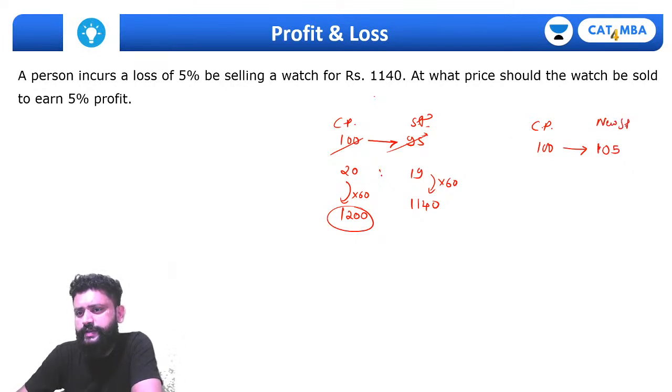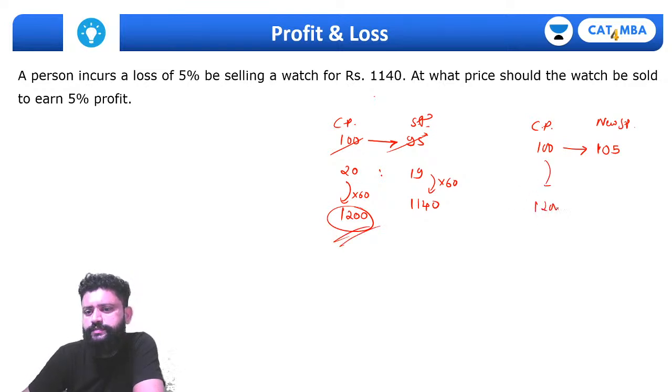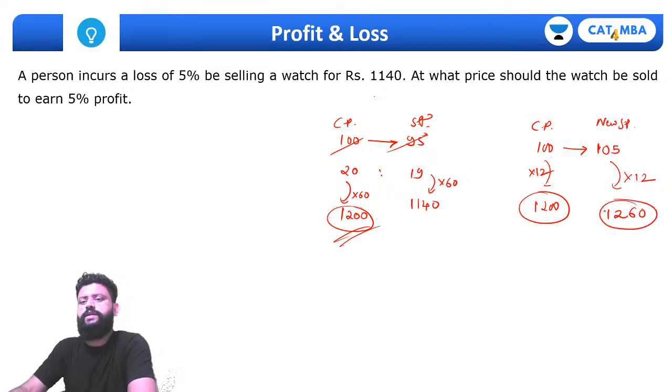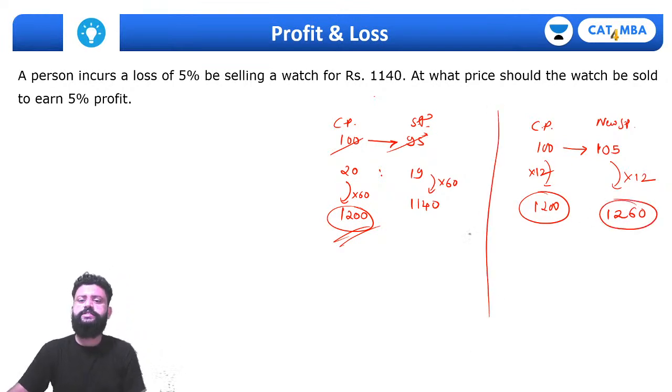105 will be the new selling price. Now we know our cost price is 1200 rupees. So you need to multiply it by 12. Simply multiply it by 12. Everyone knows the table of 12. 12 5s are 60. 1260. That's the easiest.